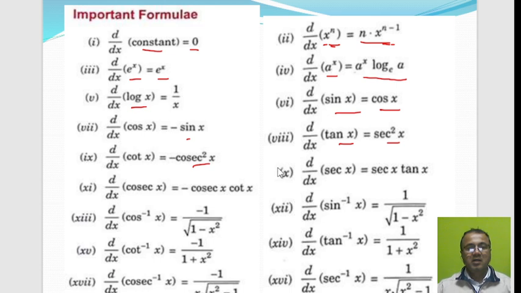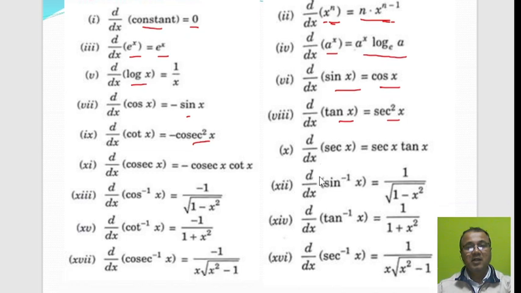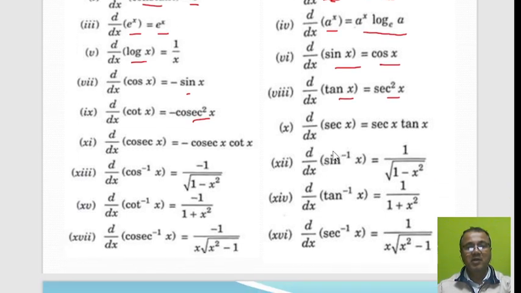Derivative of cot x is equal to minus cosec square x. So all these problems I think you have done in class 11 only, so I think you remember. Let us remind these formulas. d/dx of sec x is sec x tan x, and d/dx of cosec x is minus cosec x cot x.